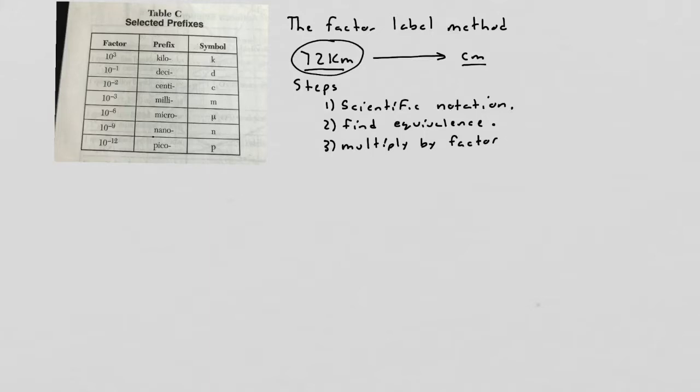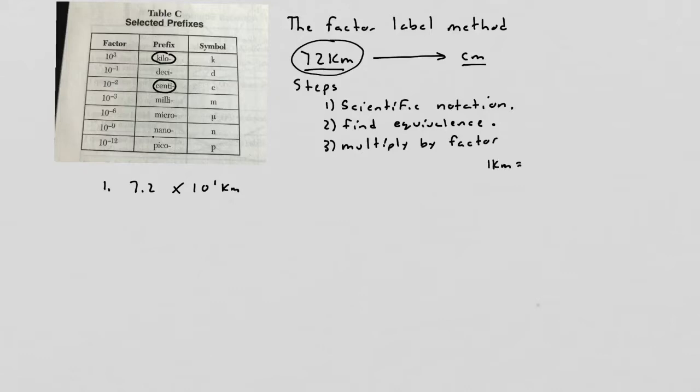Factor label only works for proportional relationships, like when this doubles, that doubles, when this triples, that triples. So let's start with the first thing. Let's put this in scientific notation. So step number 1, right, we're going to go, that's 7.2 times 10 to the first kilometers. That's step number 1. All right, I'm going to do step number 2 over here on the side because I want to have space to multiply by my factors. So we need to know the relationship between kilometers and centimeters. And since kilometers is the larger of the two units, we're going to say there is 1 kilometer.